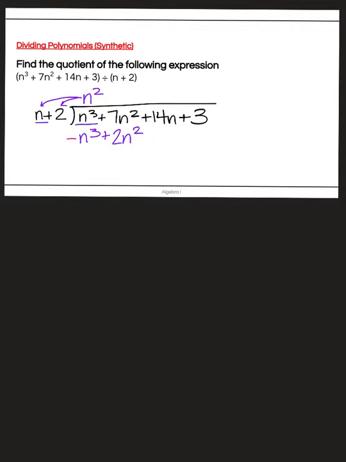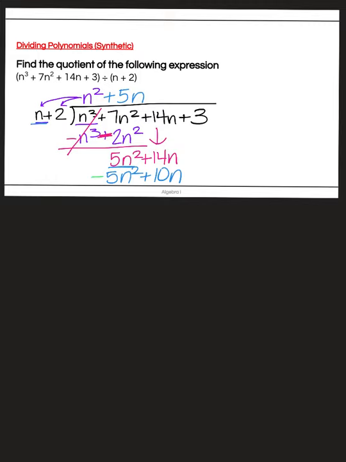I'm going to change my signs to represent subtraction. N cubed minus n cubed is 0. 7n squared minus 2n squared is 5n squared. I'm going to bring down my 14n. Then I have n times what? It's going to give me 5n squared. That's going to be plus 5n. So 5n times n is 5n squared, and 5n times 2 is a positive 10n.